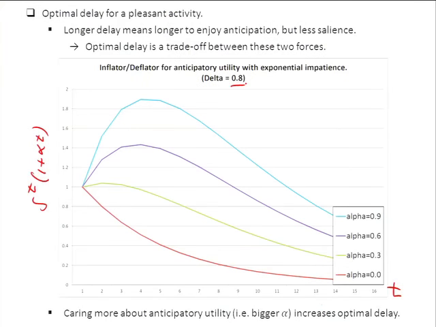So this is a person who's relatively impatient, 0.8, and I'm going to give them different degrees of anticipation. Now, I actually did choose alphas between 0 and 1, but you could go past 1 if you wanted and see what happens. Here's somebody with no anticipatory utility at all, and they're just a straight exponential discounter. That's an exponential curve, okay? And then what you see is that there's the maximum size of the inflator-deflator if they have a little bit of anticipation, and then it gets further out.